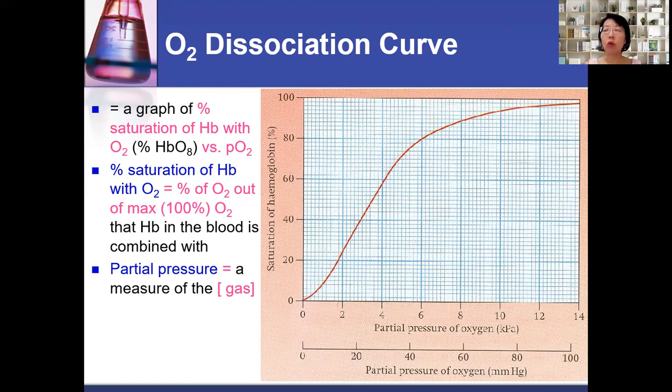We use concentration only for solution. So for gas, from now onwards, you use the term partial pressure. Okay, so partial pressure is a measure of the concentration of the gas. Now you look at this oxygen dissociation curve. The curve in the graph is an S-shaped curve. So how do you describe this S-shaped curve? Either you write it as S-shaped curve or sigmoidal curve.